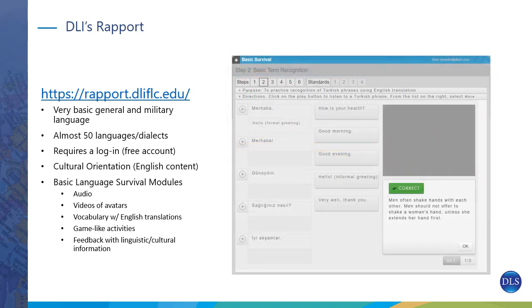There are some very basic game-like activities in Rapport, matching words to their translations, etc. And as you go through and complete the activities, you get feedback with linguistic and cultural information.